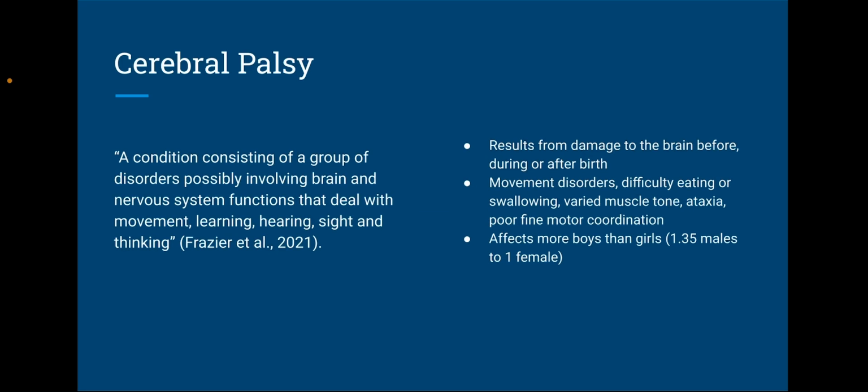Cerebral palsy is the most common cause of disability among children worldwide, and it is defined as a condition consisting of a group of disorders, possibly involving brain and nervous system functions that deal with movement, learning, hearing, sight, and thinking. Cerebral palsy is the direct result of damage to the brain that occurs before, during, or after birth. Movement disorders, difficulty eating or swallowing, varied muscle tone, ataxia, and poor fine motor coordination are all common with individuals with cerebral palsy. Boys are more often affected than girls, 1.35 males to every 1 female.